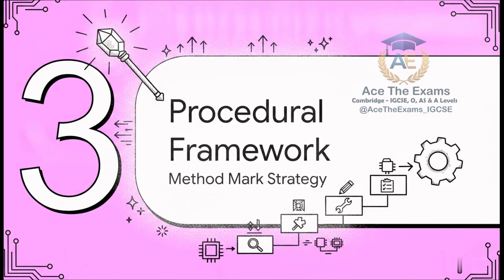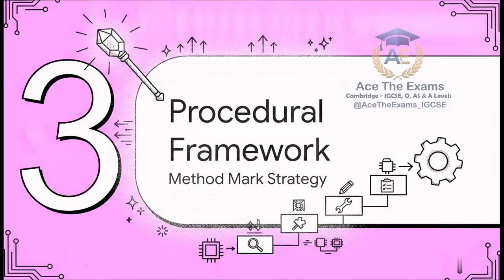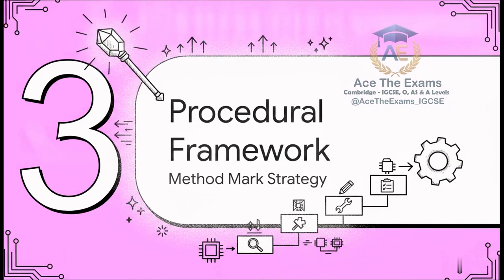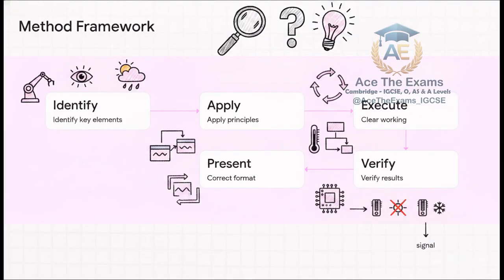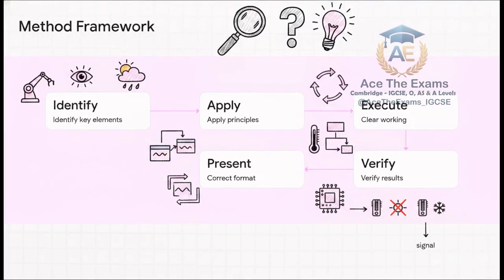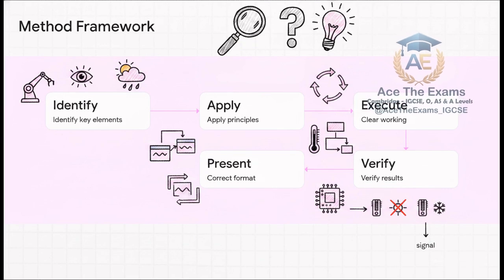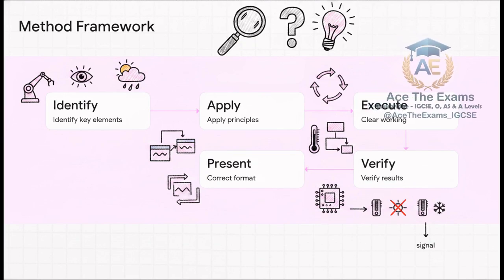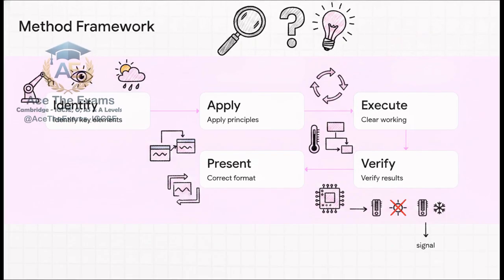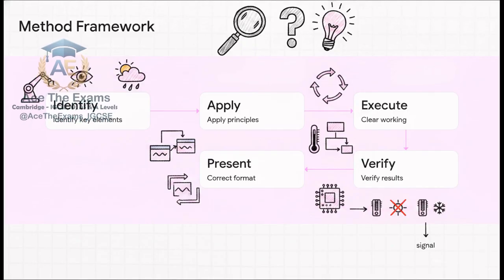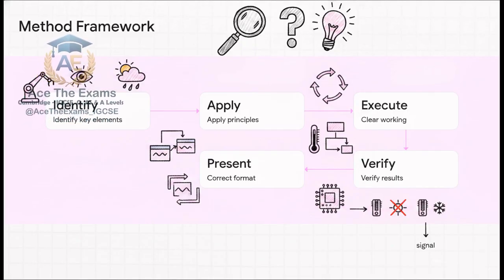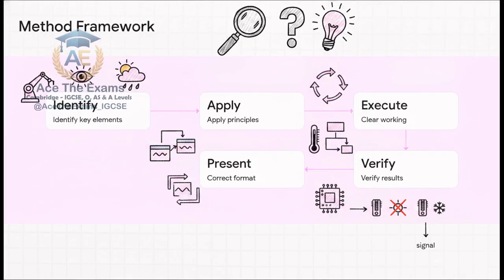Let's move on to Section 3, the procedural framework. This right here is your method mark strategy. Think of this framework as your absolute magical weapon for the exam. It's a foolproof, step-by-step methodology to build the perfect answer sequence and basically extract every single possible mark from a microprocessor-controlled systems question. Remember, examiners heavily award marks for the process itself, so we are going to strictly standardize how you process these questions in your head.